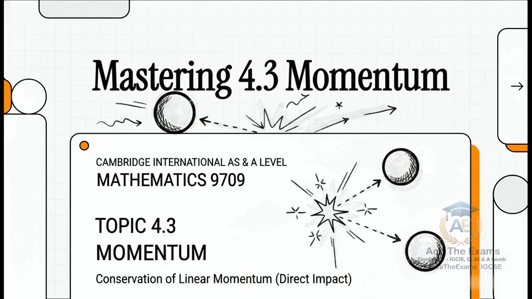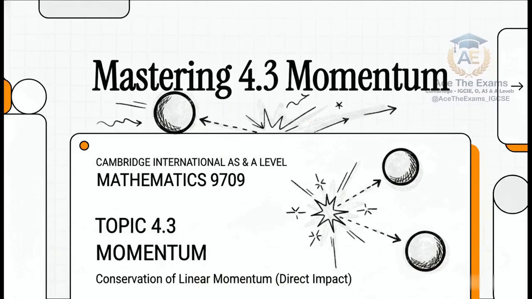Today, we are focusing on topic 423, momentum, specifically the conservation of linear momentum in direct impact. If you've been pulling your hair out over this topic, sitting in the exam halls staring blankly at colliding particles, don't worry. We are going to break down exactly what examiners are looking for, how they try to spin the ball past you, and how you can knock it out of the park.